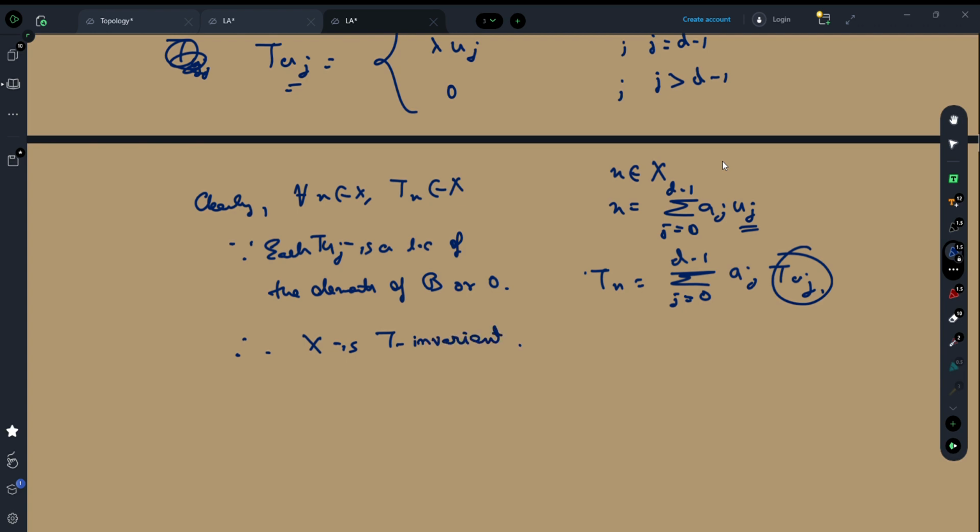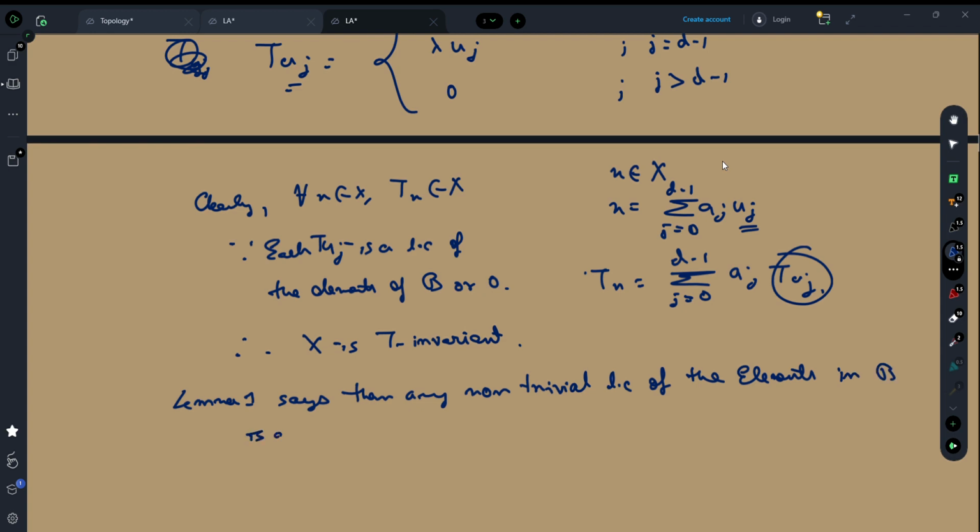Moreover, what does lemma 1 say? Lemma 1 says that if you choose any non-trivial linear combination of the elements uj's, then it is again a generalized eigenvector, hence non-zero, which implies B is linearly independent, right? Okay.